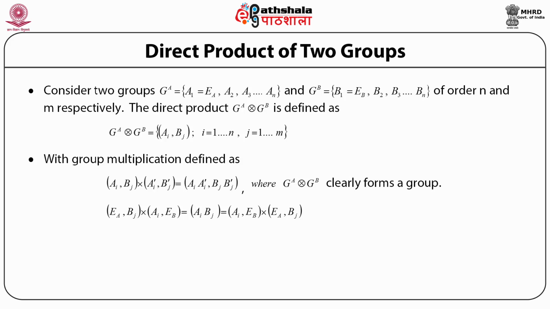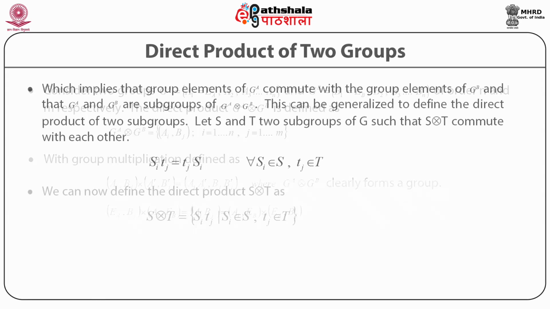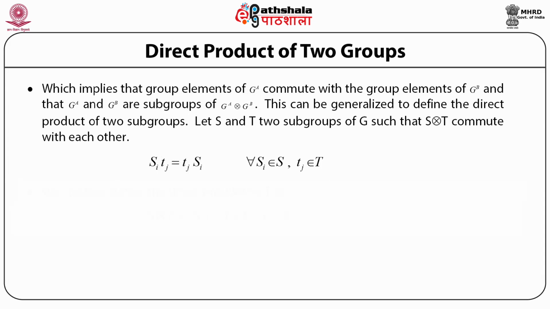EA Bj cross Ai EB is equal to AiBj, which is equal to AiEB into EABj, which implies that the group elements of GA commute with the group elements of GB and that GA and GB are subgroups of GA cross GB. Thus, in the direct product of two groups GA and GB, the elements of the group GA commute with the elements of group GB, and the groups GA and GB themselves are the subgroups of the direct product group GA cross GB.